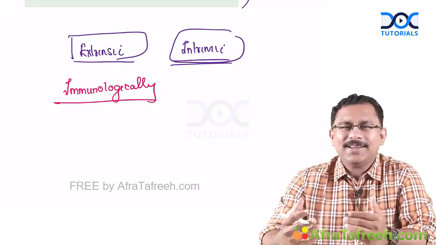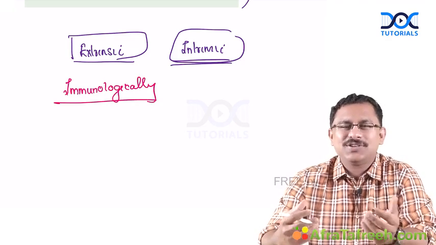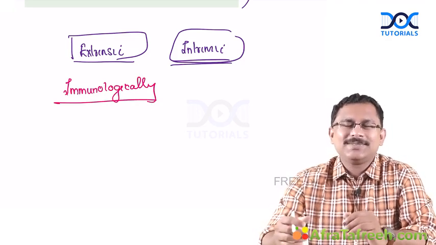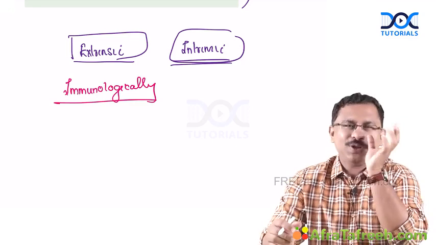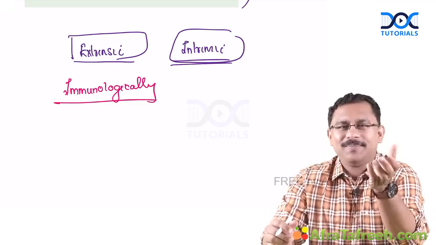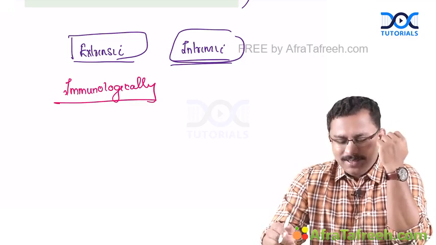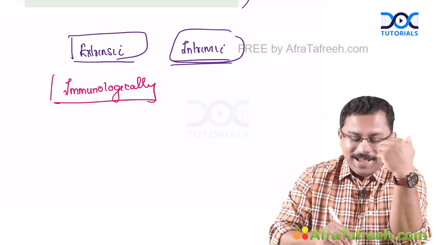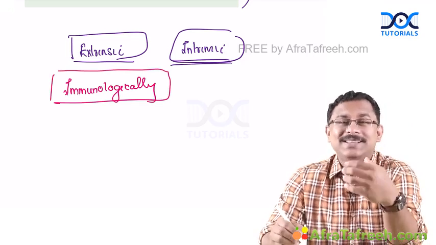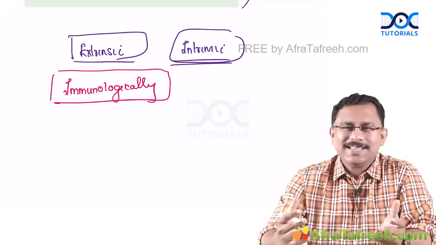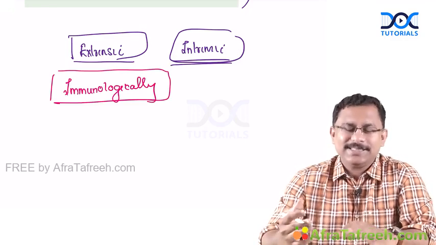Whereas intrinsic asthma, to be honest, we are not exactly very sure on the pathogenesis. So there are certain postulates on the pathogenesis of intrinsic asthma. But it does not have a definite immunologic basis like your extrinsic asthma. So let's see what is this intrinsic and extrinsic asthma.